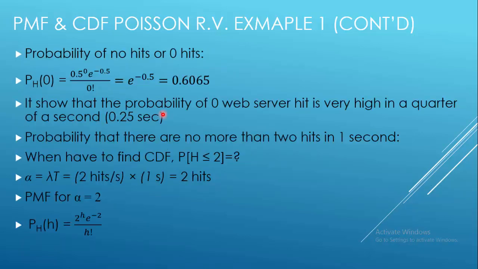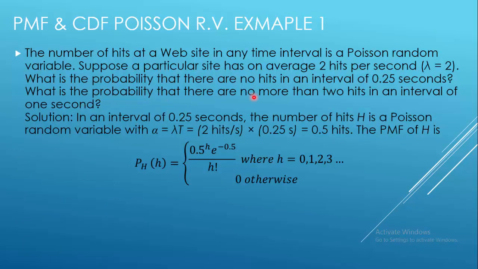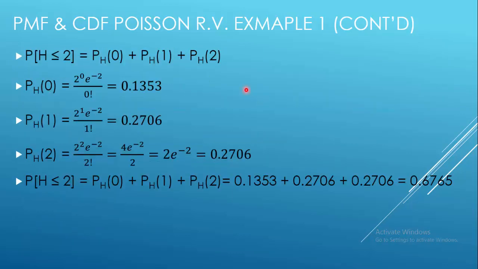So we are asked what is the probability that there are no more than 2 hits in an interval. In that case, our h becomes less than or equal to 2, which means that we have to find the probability of h at 0, 1, and 2. So the probability of having no hits is 0.1353, having 1 hit is equal to 0.2706, and having 2 hits is equal to 0.2706.